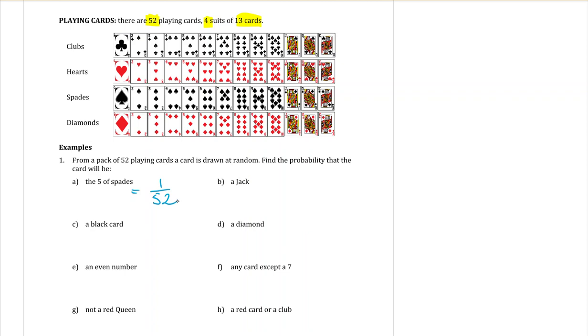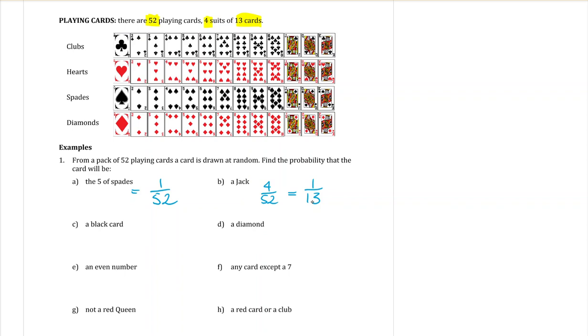Part B, find the probability of getting a jack. So the jacks, there are 4 of them out of the 52, and we like to simplify our fractions where we can. So dividing top and bottom by 4, we get 1 out of 13.